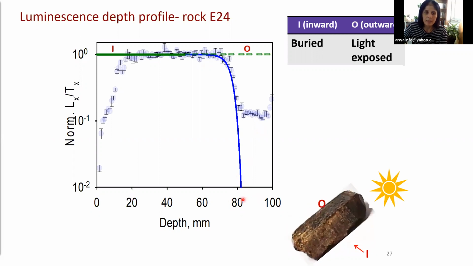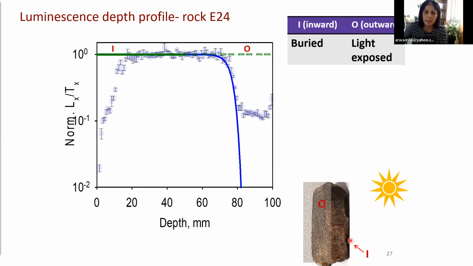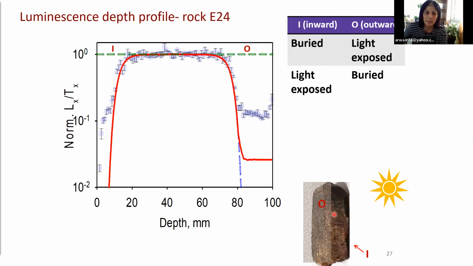Then the man came, picked up the rock and used it in building the kite. He put the O surface touching the wall and letting the I surface expose to the light. So the I surface started to build up the signal gradually, while the O surface started to lose its signal.